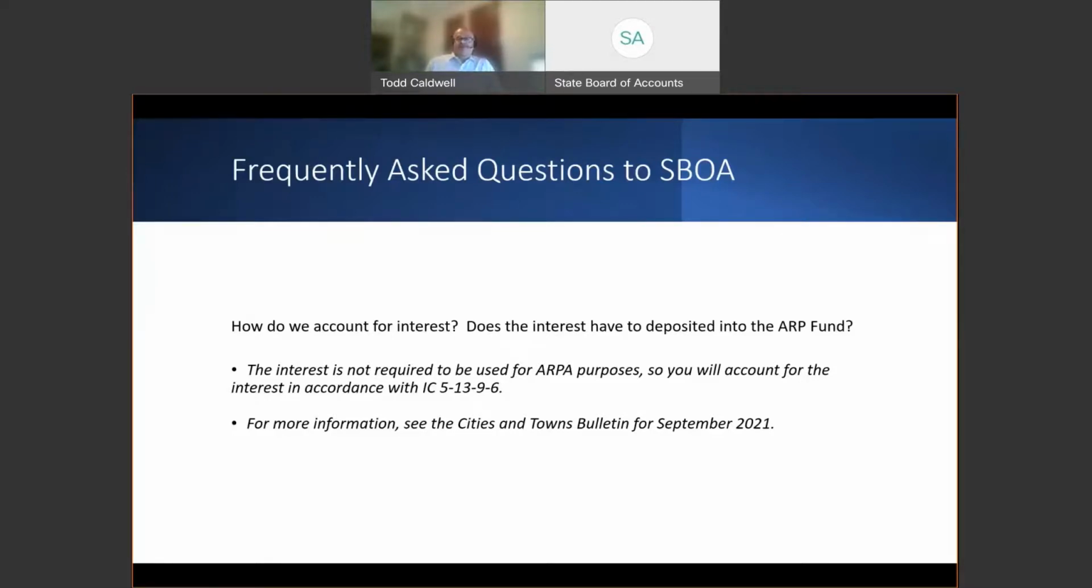But there is a statute even that talks about interest on investments and deposits, and you want to look at IC 5-13-9-6. There's also more information in the September Cities and Towns Bulletin, which we just sent out maybe a week or 10 days ago, and I know it's on our website too if you didn't see that.